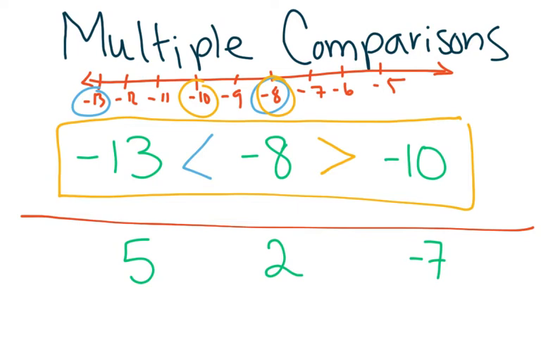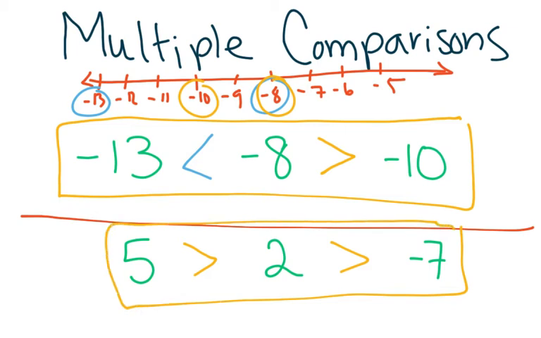Down below you can see I have another set of numbers, 5 and 2. Maybe I need a number line for this, maybe I don't. I know that 5 is greater than 2. 2 and -7. Again, positives and negatives sometimes are easier to compare than negatives and negatives. 2 is greater than -7. So sometimes you have your inequality symbols going both in the same direction. Sometimes you have one going in one direction and one going in the other direction.